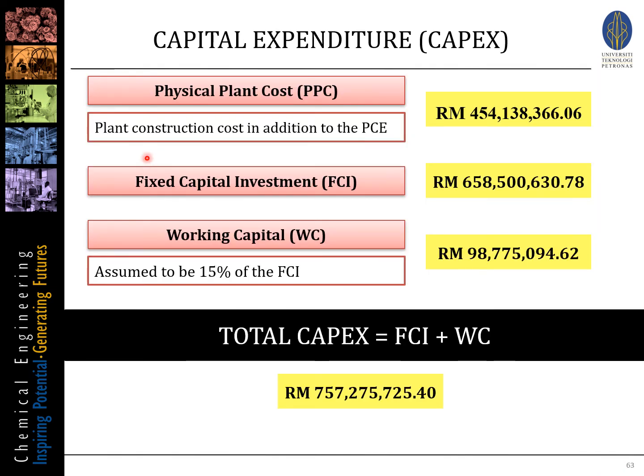Moving on, next is the physical plant cost, the PPC, which is the plant construction cost in addition to the PCE. The PPC for this project is about 454 million ringgit Malaysia. The fixed capital investment, the FCI, is about 659 million ringgit Malaysia. The working capital, which is assumed to be 15% of the FCI, is about 99 million ringgit Malaysia. So the total CAPEX for this project is about 757 million ringgit Malaysia.